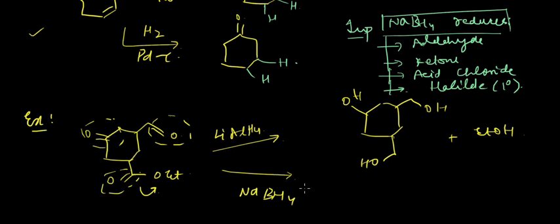So now what will happen in the second case? This is an aldehyde, this is an aldehyde, this is a ketone, this is the ester. So apart from ester, every other group, the other two groups precisely, would be reduced and we'll get something like this as our final product.